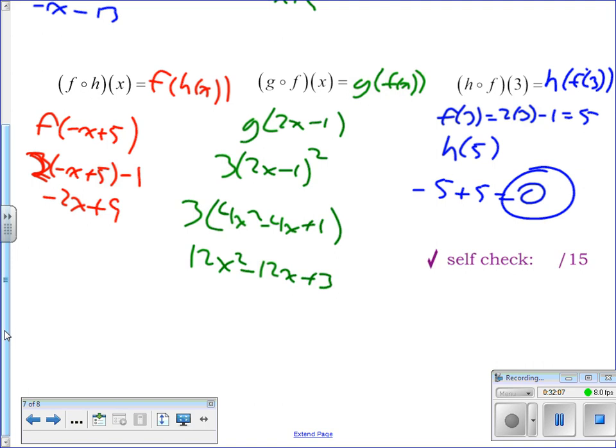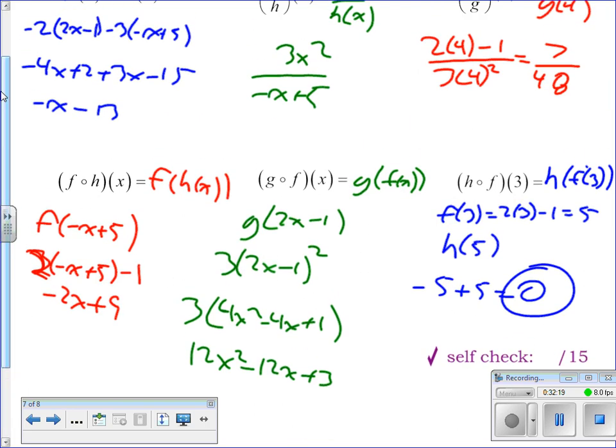Any questions? What is f over g of 4? 7 over 48? Yep, 7 over 48.